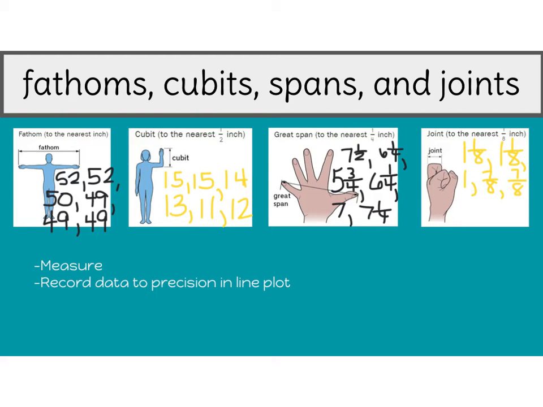So I have included some data for you to place in your line plot once you have measured your own personal fathom, cubit, span, and joint. So what you'll do is take the 6 data points that I have for each one of those personal measures, add yours to that, and then plot them in your line plot.